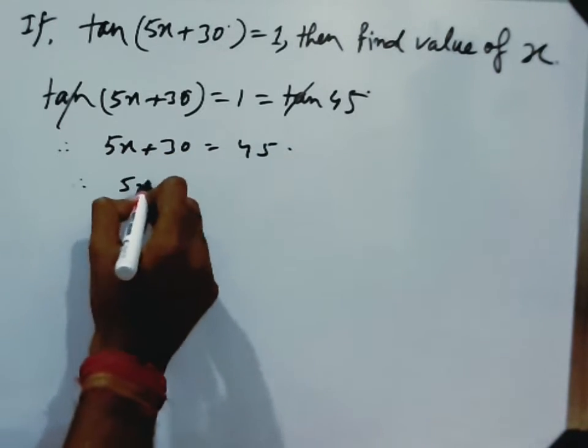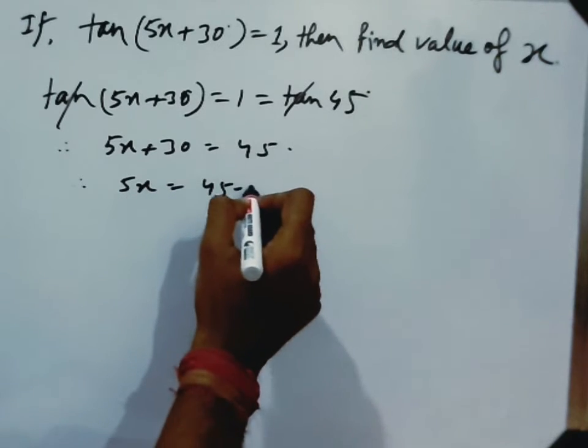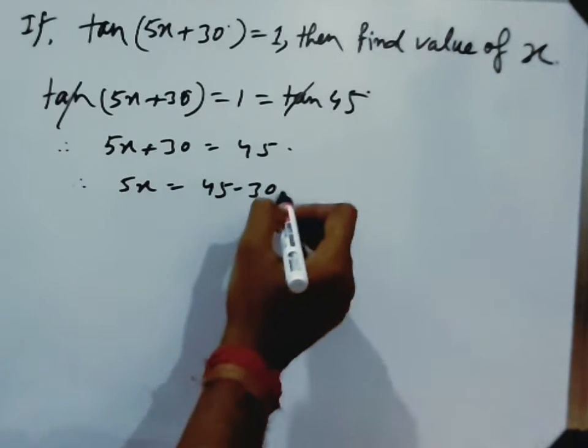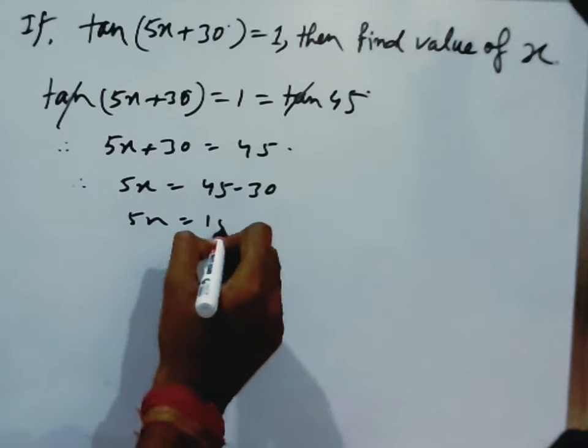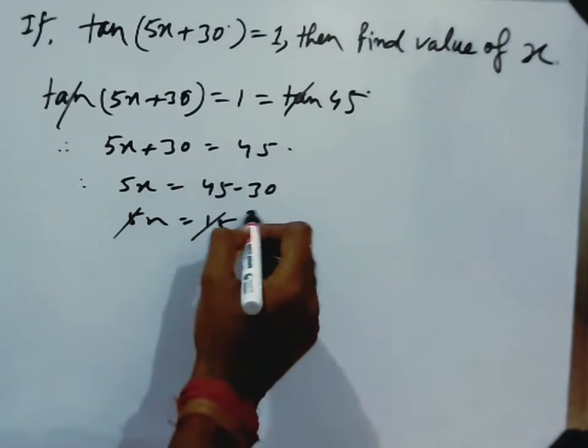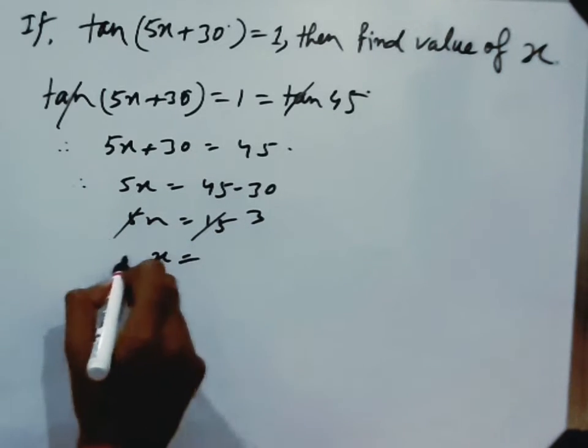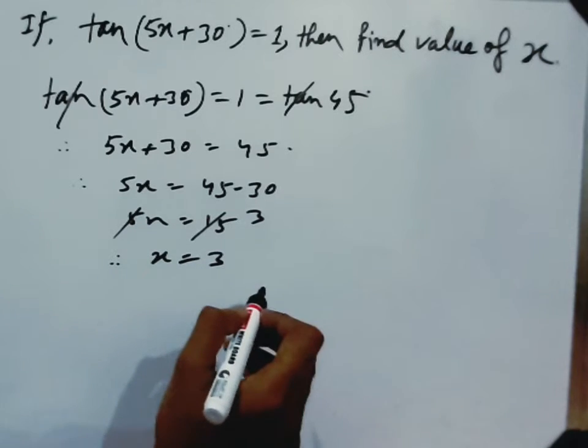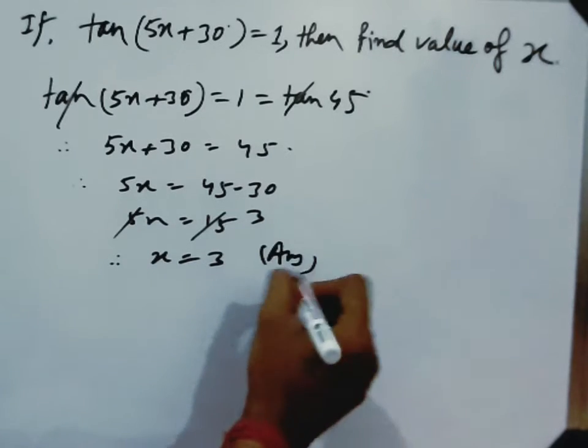So 5x equal to 45 minus 30. So 5x equal to 15. So we can cut it by 3. So x equal to 3. This is the answer.